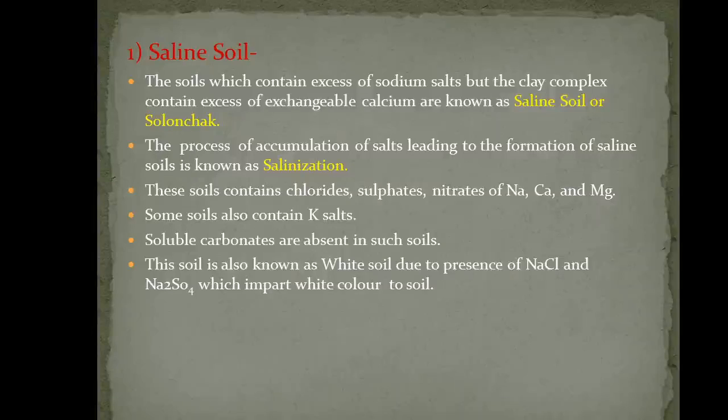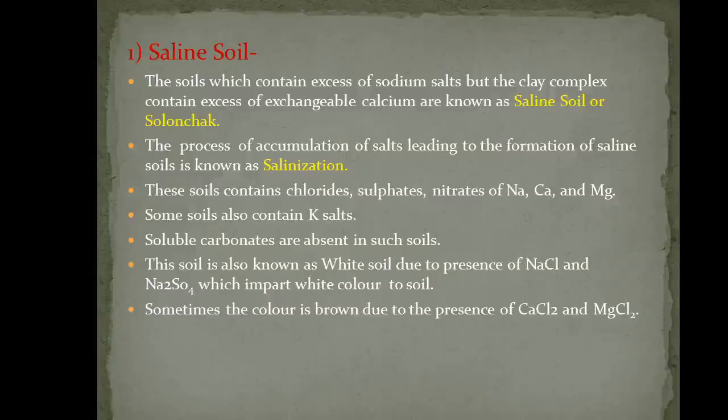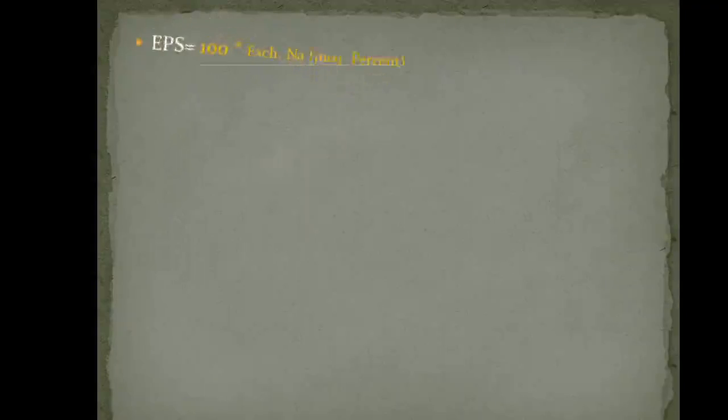This soil is also known as white soil due to the presence of sodium chloride and Na2SO4, which impart white color to the soil. Sometimes the color is brown due to the presence of CaCl2 and MgCl2. The pH of the soil is between 7.5 and 8.5. ESP is very low. ESP means exchangeable sodium percentage.